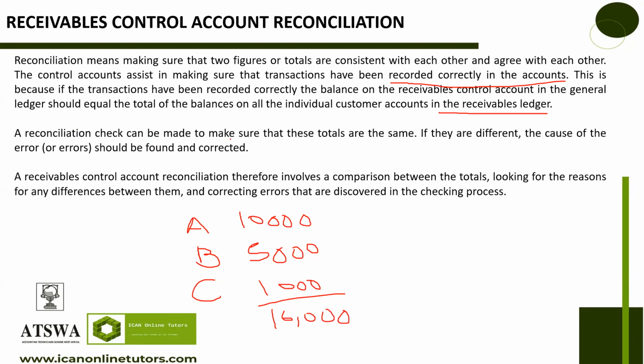A reconciliation check can be made to make sure that these totals are what? Are the same. If they are different, the cause of the errors should be found and corrected. So this one owes you, this is 16,000. By the time we do that, our receivable control account balance brought down should be what? Should be 16,000. A receivable control account reconciliation therefore involves a comparison between the totals, looking for the reason for any differences between them, and correcting errors that are discovered in the checking process.